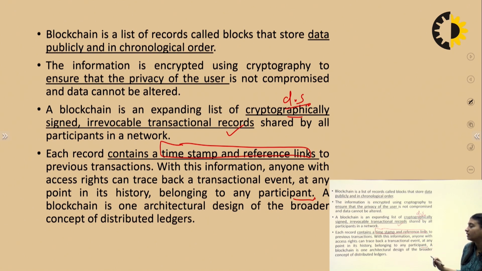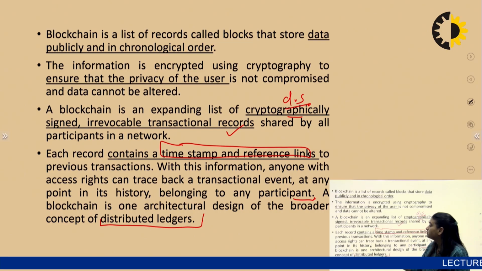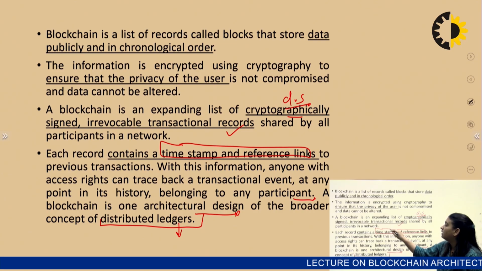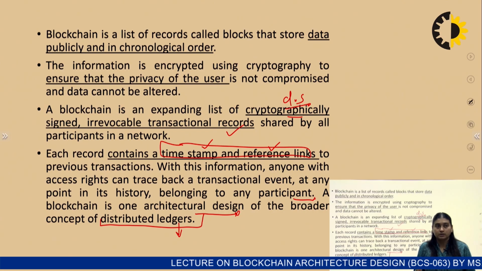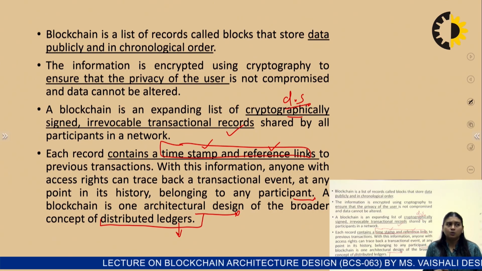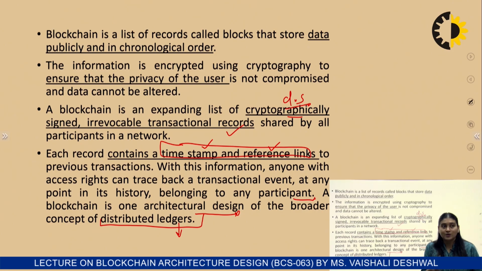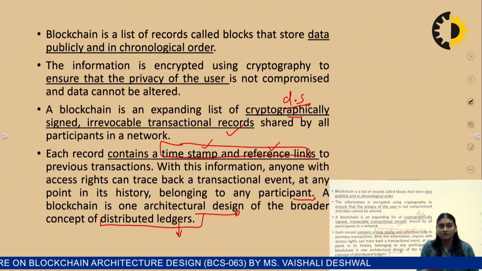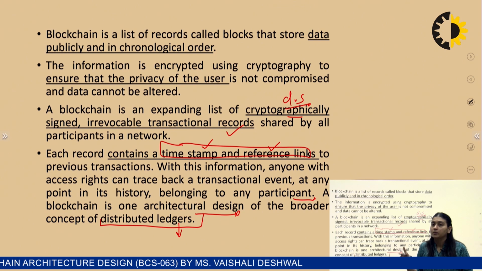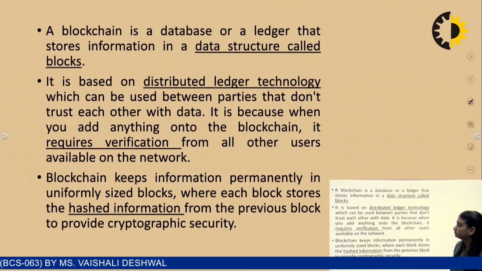A blockchain is one architectural design of the broader concept of the distributed ledger. So the main head is the distributed ledger, and under this we have the blockchain architecture design. We have concepts like the timestamp and the reference link, so that every block is interlinked together, and anyone with access rights can trace back a transactional event, because every time a transaction is recorded, time is also recorded at the same moment. That is how you maintain the chronological order.